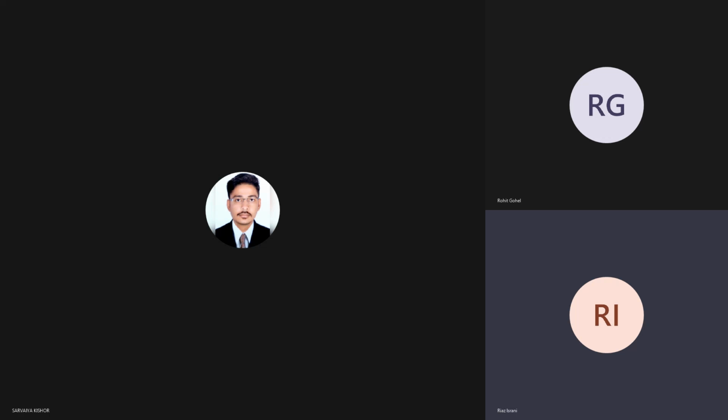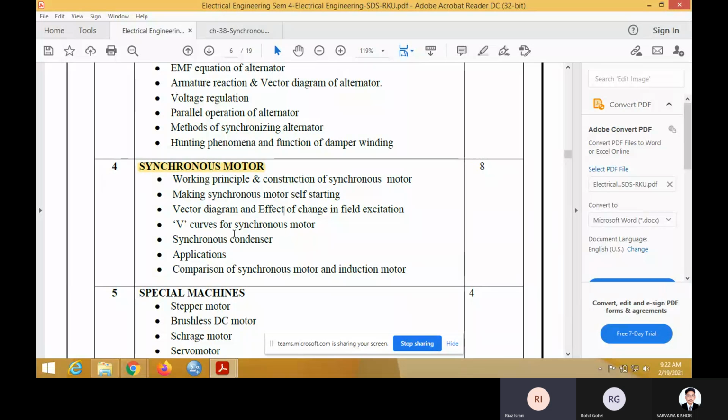So in chapter number 4, synchronous motor, which includes the working principle of synchronous motor, then construction of synchronous motor, then how to make synchronous motor self-starting, then vector diagram of synchronous motor, V curve, then synchronous condenser, application of synchronous motor, and comparison of this motor to induction motor. Okay, એટલે આપણે induction motor ની comparison માં synchronous motor માં શું changes છે, that also we will discuss.